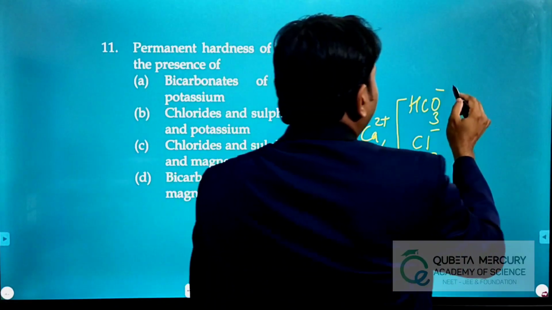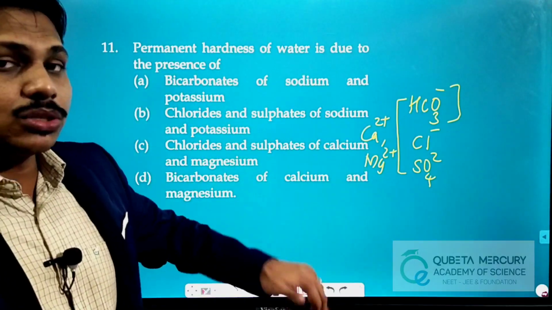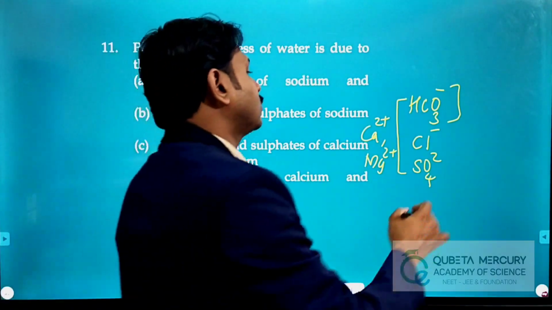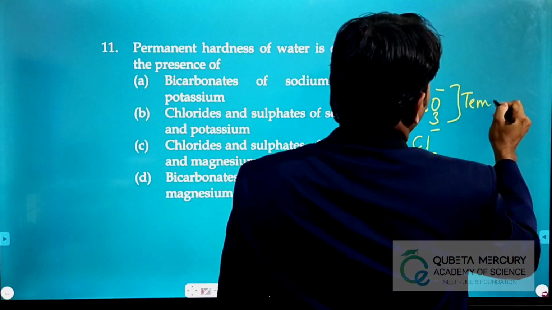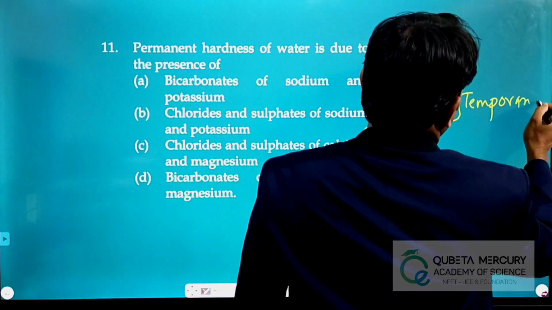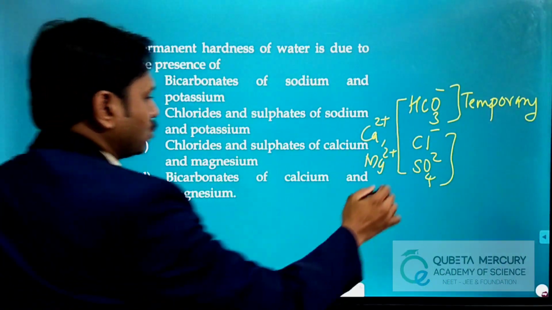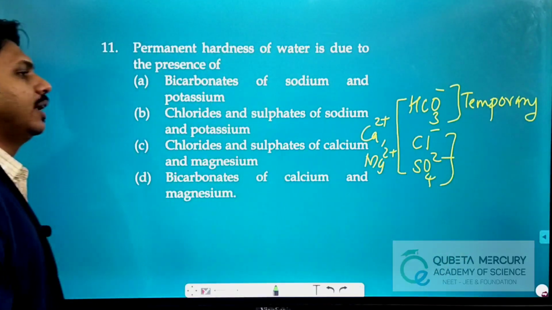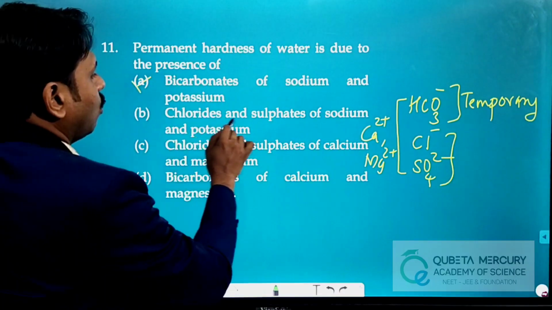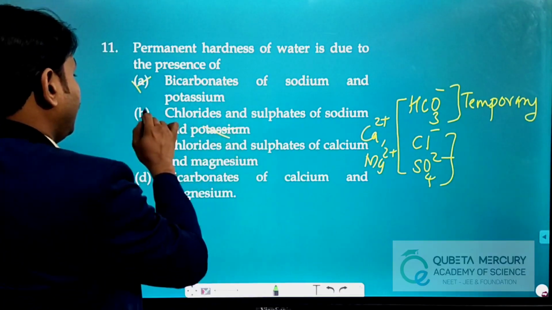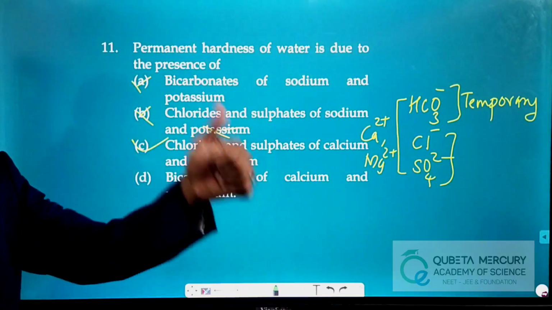This bicarbonate ion hardness can be removed by heating. The hardness due to bicarbonate ion is called temporary hardness, while hardness due to chloride and sulfate (SO4 2-) is called permanent hardness. So the answer is not chloride and sulfate of sodium and potassium. Chloride and sulfates of calcium and magnesium is the right answer.